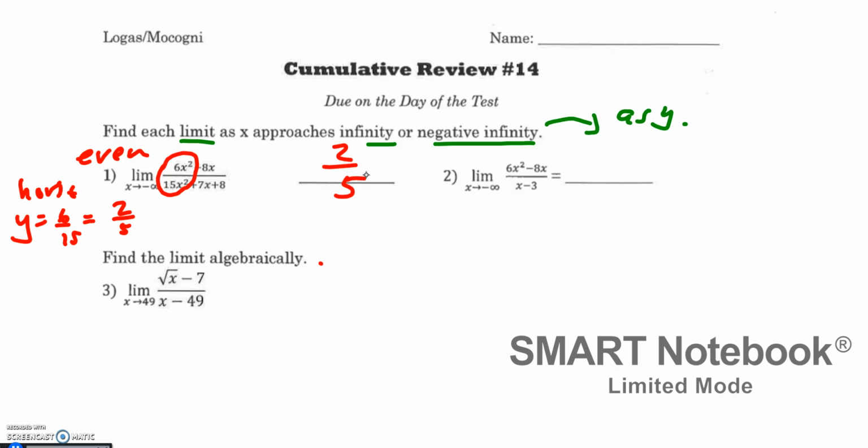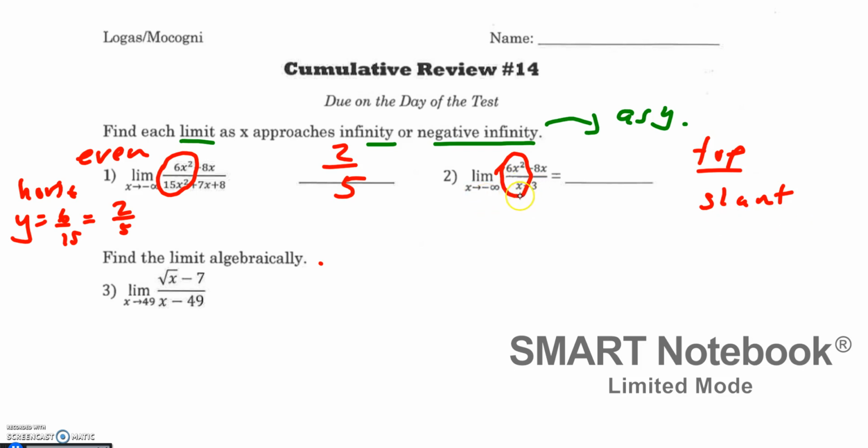Number 2, as x goes to negative infinity, I notice this time, if we're thinking asymptotes, that we have a top-heavy situation. And when we have a top-heavy situation, that leads to a slant asymptote. So what I'm going to do is find the slant, and then I'm going to use that and draw a picture and think about what my limit has to be.